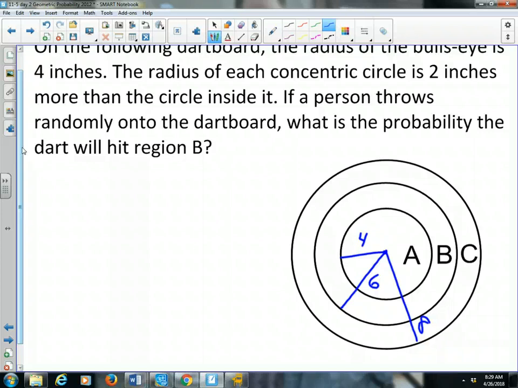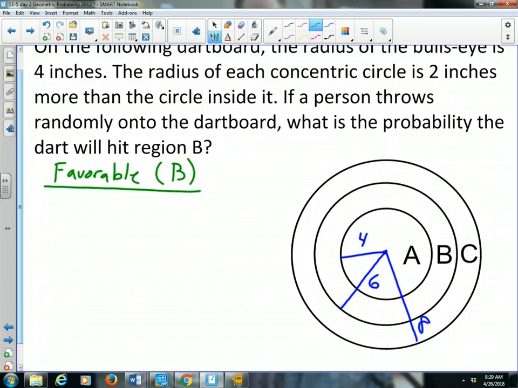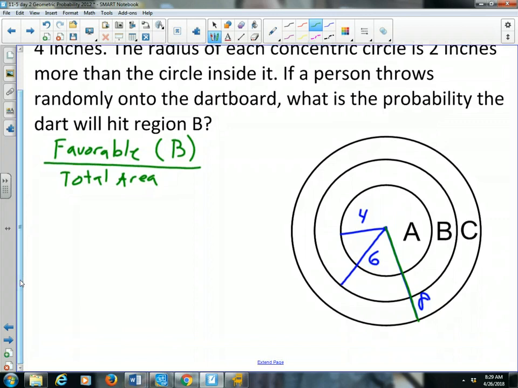All right. Now it says if a person randomly throws a dart onto the dartboard, so they're not aiming at the bullseye necessarily, they're just randomly throwing it, what is the probability that the dart will land in region B? So my strategy is it's going to be the favorable area, which is region B, divided by the total area. So the total area of the whole bullseye is this circle, pi r squared. The area here is an 8-inch radius, so the area of the whole circle, circle C, is pi times 8 squared.